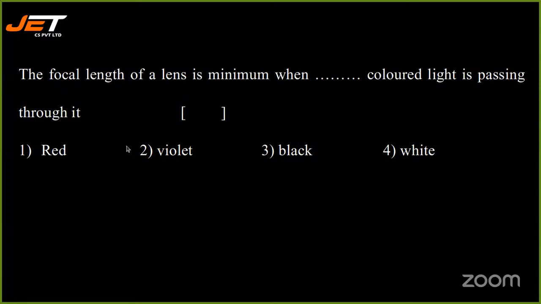Next, the focal length of a lens is minimum when dash colored light is passed through it. So again, it is violet color, right? Because it is the last color. So from red color to violet color, slowly the focal length starts to decrease.